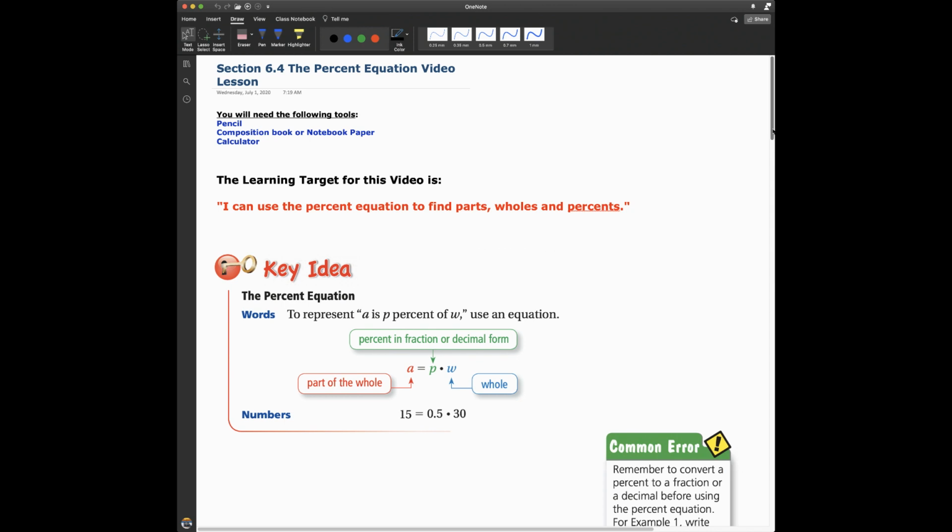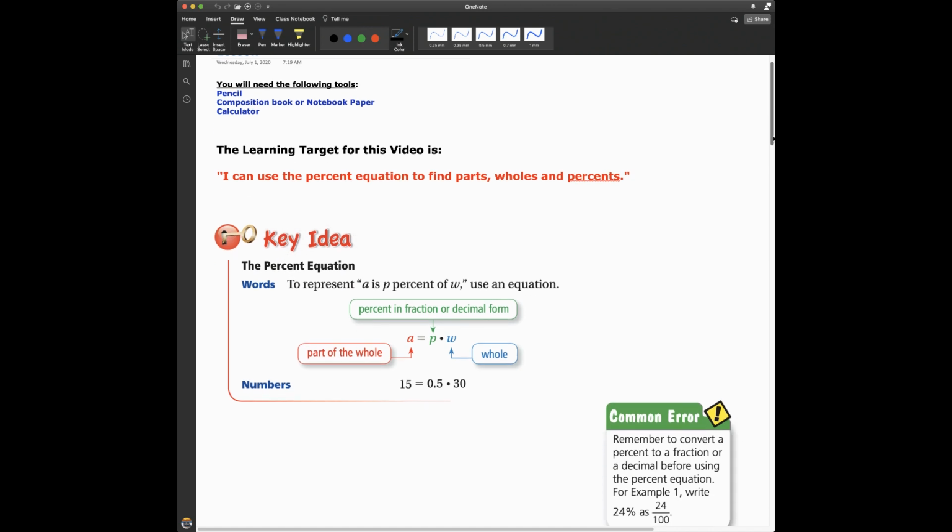So let me jump in. Make sure you have your pencil and composition book. You will need a calculator for this lesson. And the learning target is: I can use the percent equation to find parts, wholes, and percents.